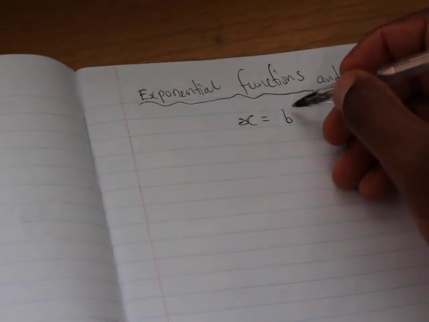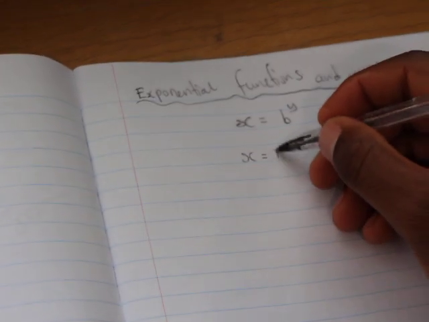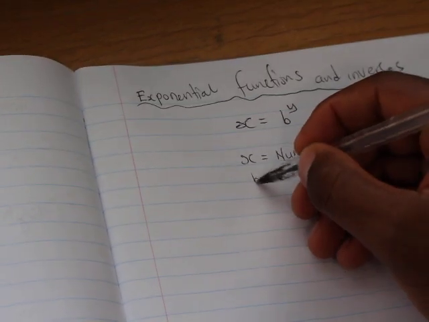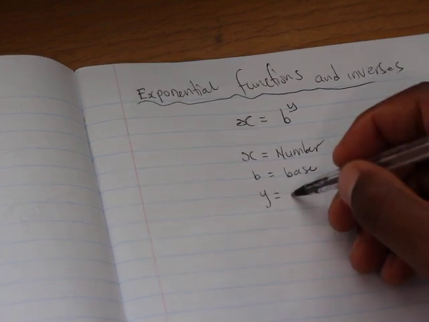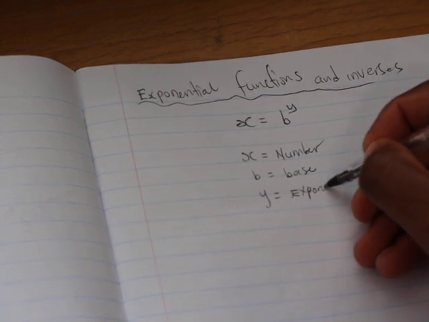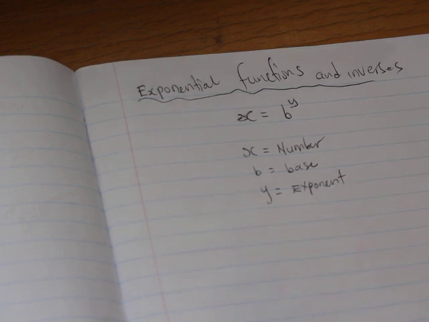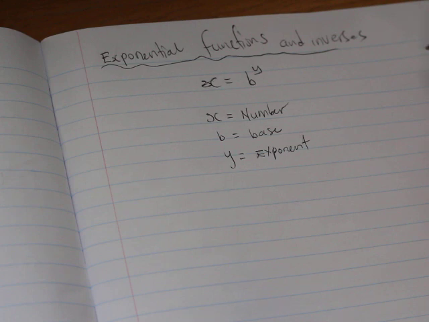I'm just going to do a quick recap. If you've got something like x is equal to b to the exponent y, x is normally referred to as the number, b is referred to as the base, and y is referred to as the exponent. We're now ready to tackle exponential functions and their inverses.